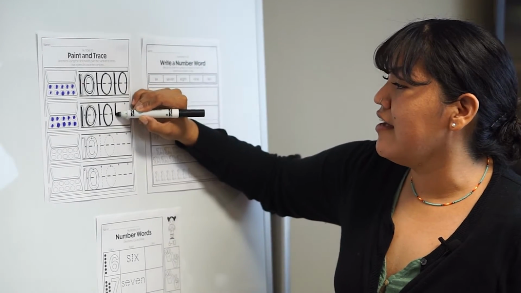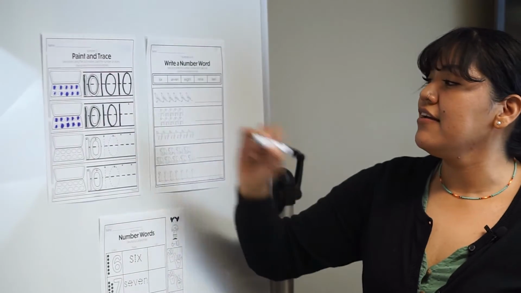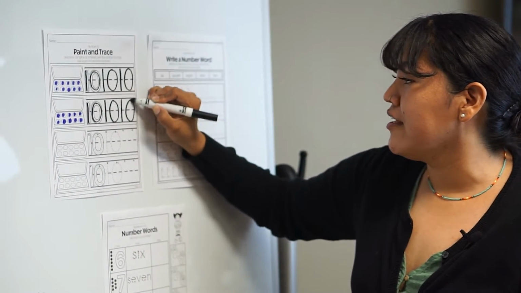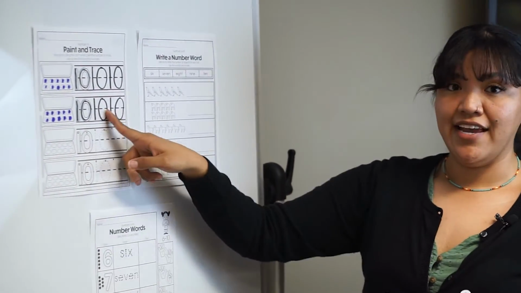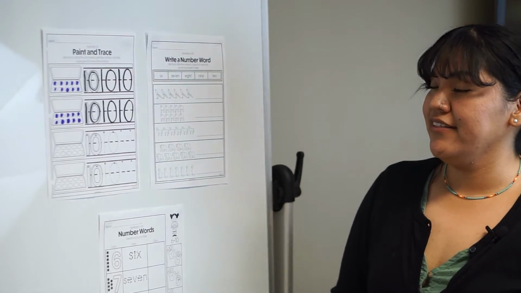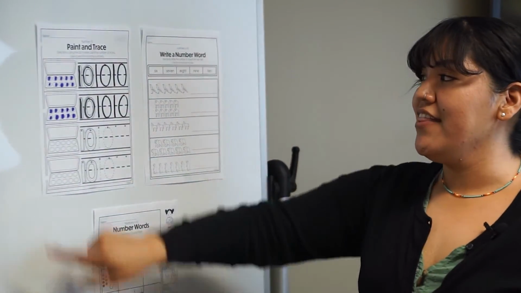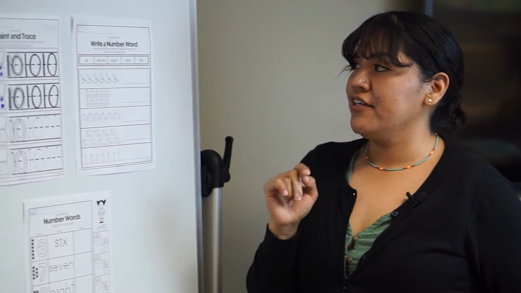Start at the black dot, 1 straight down, see the second black dot, and we're gonna make a circle. It'll be 0, and that's 10. 2-digit number, 10. All right, I did 2 with you. You guys can do these other 2 for extra practice, and then we can work on another worksheet, which is write a number word.